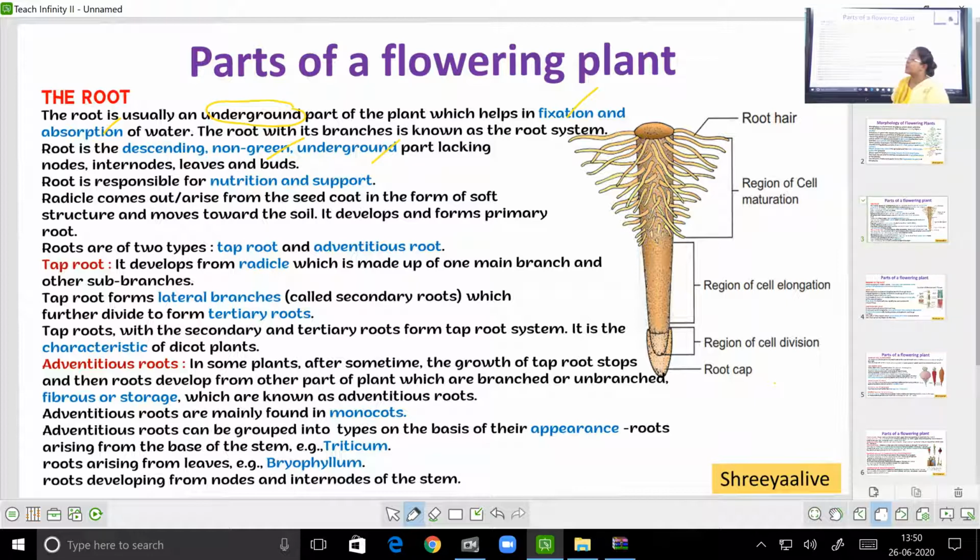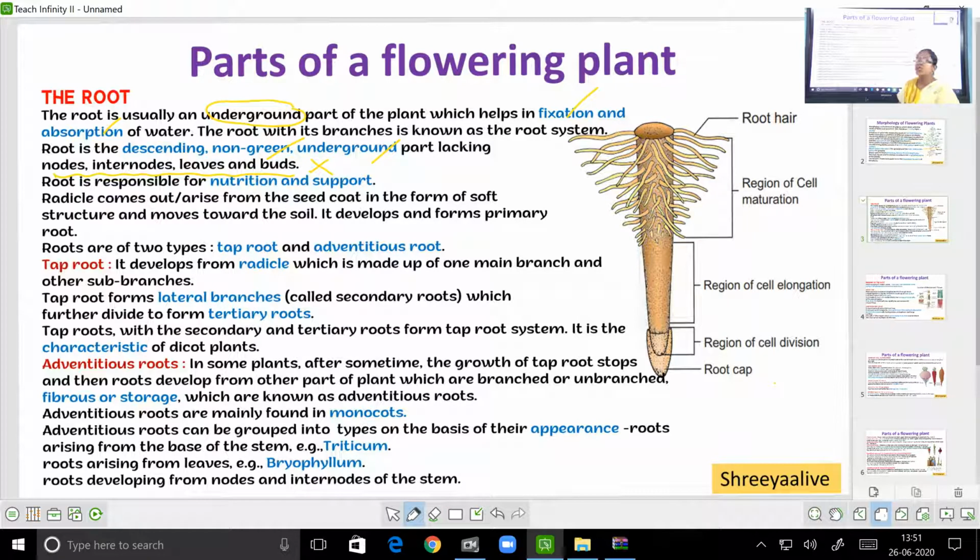They are underground, present below the surface of the soil, lacking nodes, internodes, buds and flowers. On the root, we cannot see the nodal region or the internodal region, or leaves and buds. So nodes, internodes, leaves and buds are not present on the root. We can only see the root hairs, and the root is non-green in color because it does not show the presence of chlorophyll.